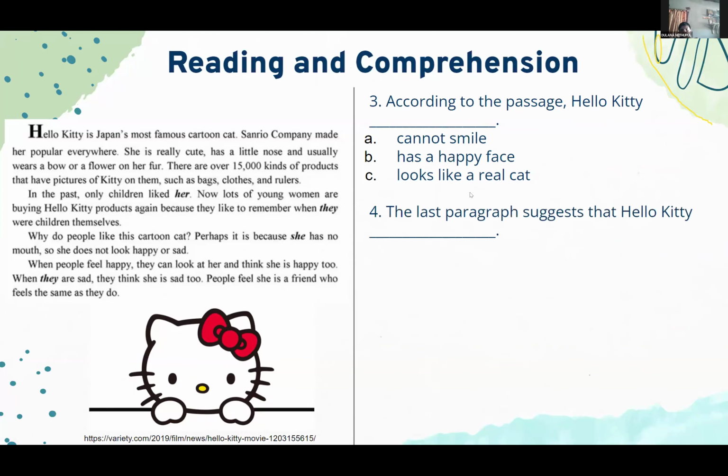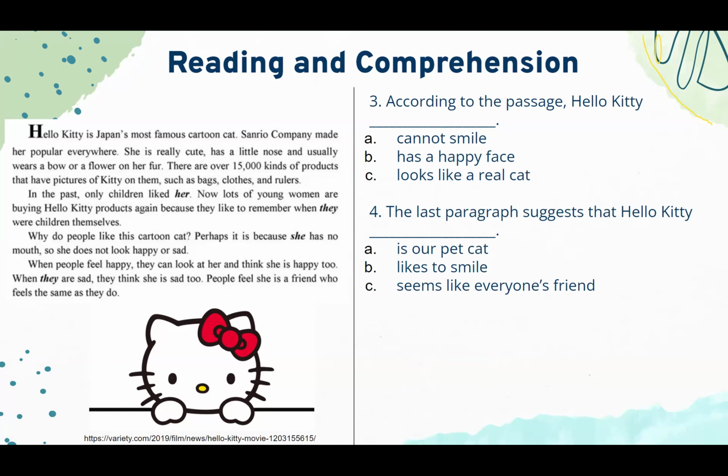Understand? Okay, next one. The last paragraph suggests that Hello Kitty A, is our pet cat, B, likes to smile, or C, seems like everyone's friend. What do you think? C, seems like everyone's friend. Yes, very good. C, because they say here people feel like she is a friend who feels the same as they do.